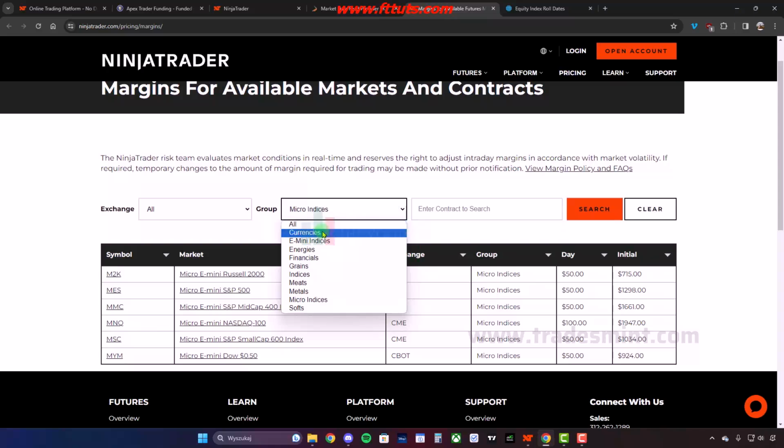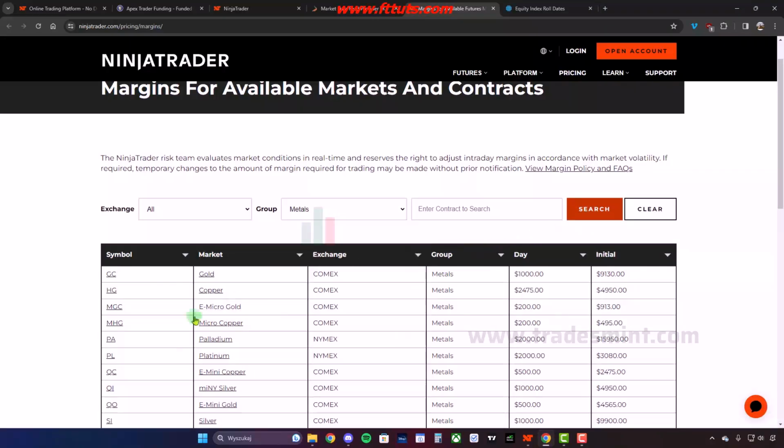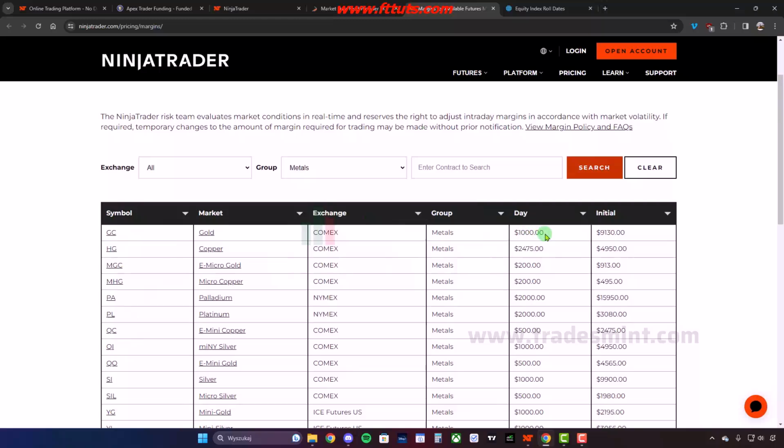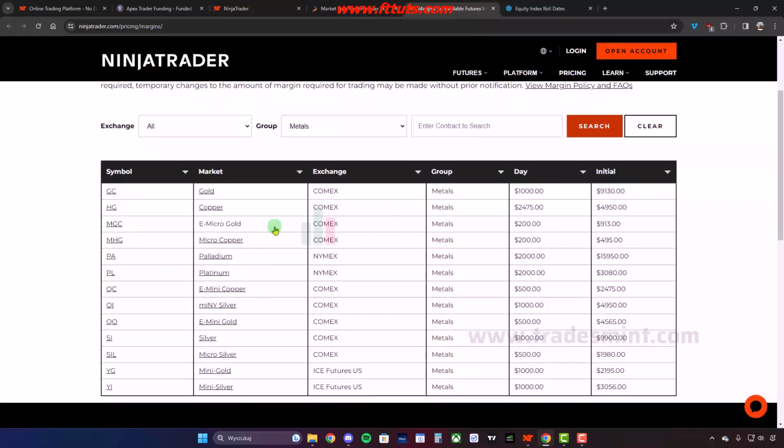For gold, it is also something different. Gold is GC, very similar to Nasdaq for day trading. You need to have at least 1,000, but for micro gold, it is 200. Trading micro contracts. So these are the three first things to understand and to do before you start doing anything with the platform. So choosing the broker, choosing the data feeds, and then understanding the margins.